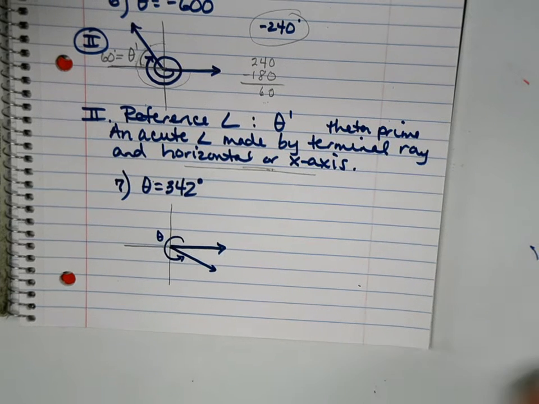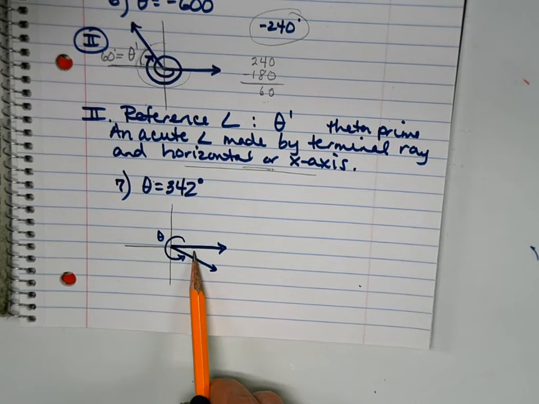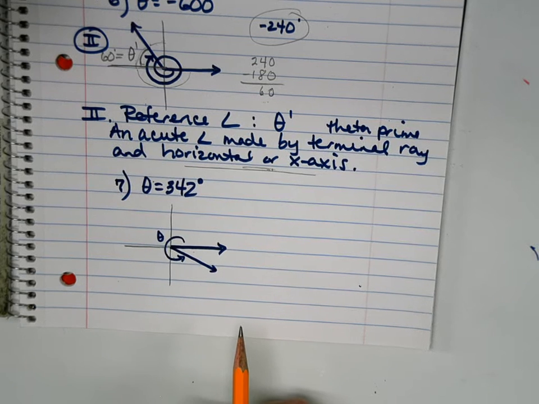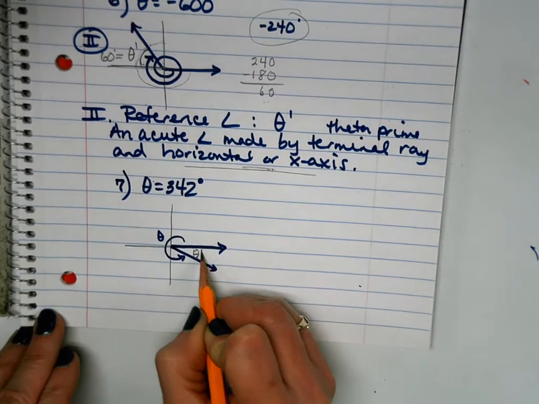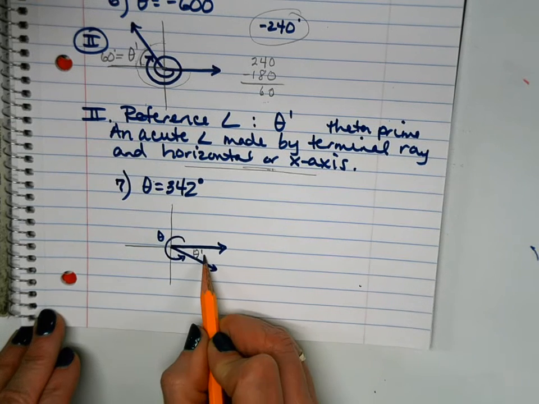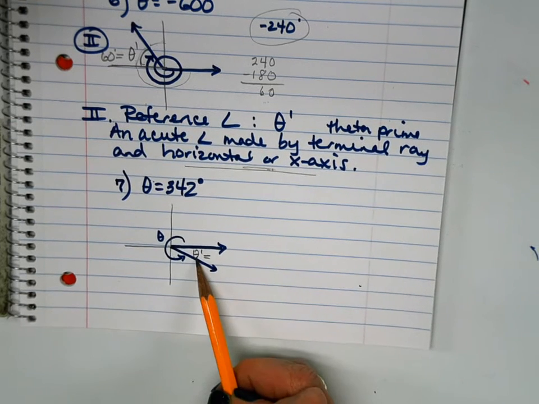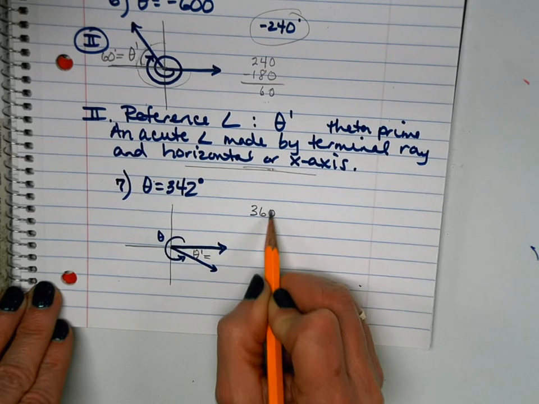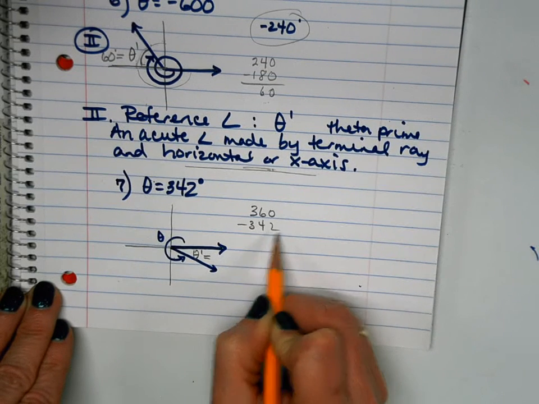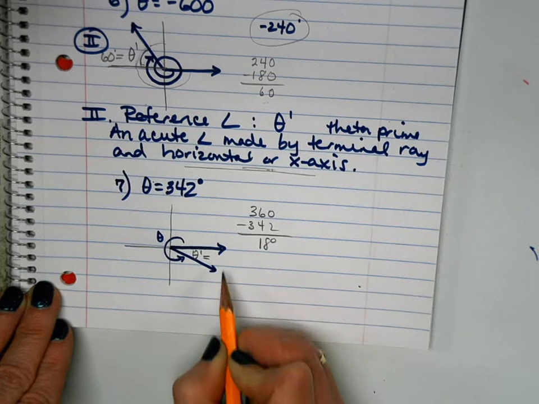You got the one below the line, you got the one above the line. Which one's theta prime? The one above it, right? Right here. It's got to have the x-axis with it. Okay, so theta prime. So the question is, how big is that? How would you find that? 360 minus 342. How much does that leave? 18 degrees, or theta prime is 18 degrees.